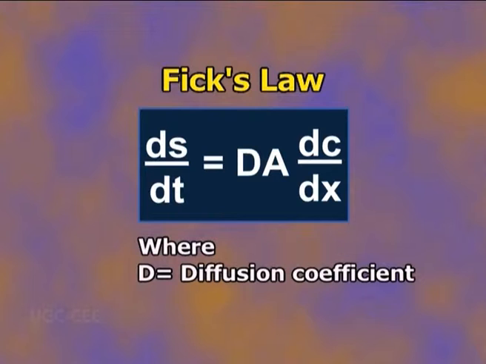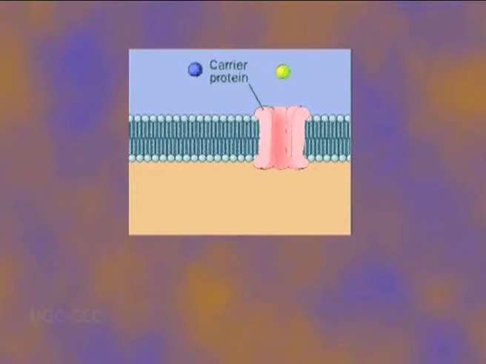The equation can be summarized as dS/dt = D·A·dc/dx, where D is the diffusion coefficient. There are two kinds of arrangement in the plasma membrane for simple diffusion. Number 1, static pores. They form randomly through the lipid bilayer as a result of thermal movement of the acyl phospholipid chains. Hydrophobic molecules like benzene can pass easily through static pores.